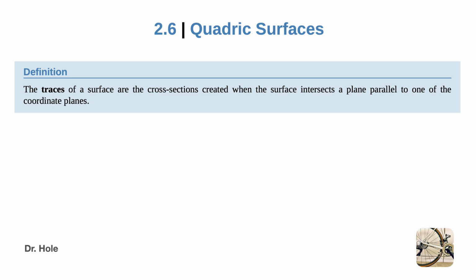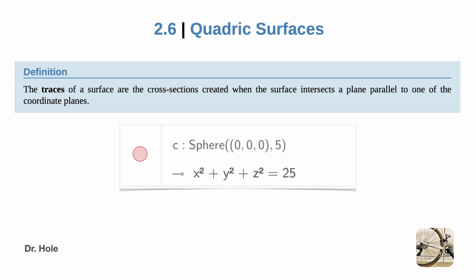One more notion, the notion of a trace. We have a surface, we have a plane, we look at the intersection of the two, resulting in a trace. In this book, traces are only done in planes parallel to the coordinate planes. Let's sketch a sphere in GeoGebra. We can type in sphere, pass into it a point, which will be the center, and the radius. Alternatively, we could type out this equation. This sphere is centered at the origin and of radius 5.